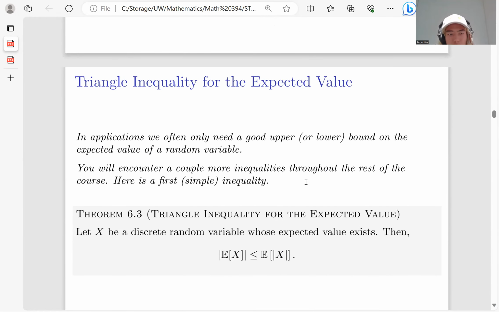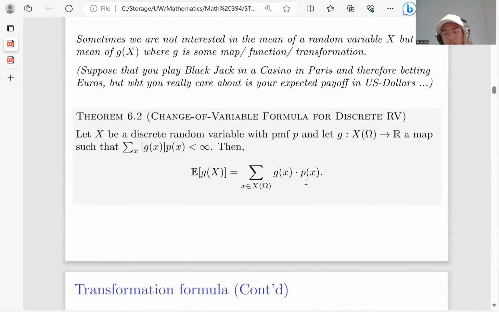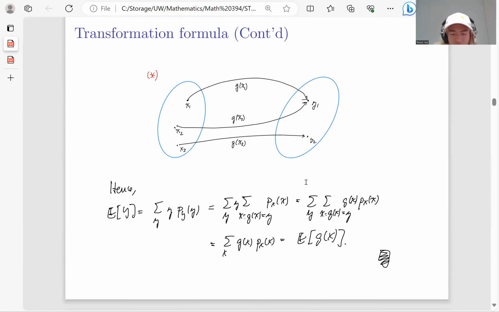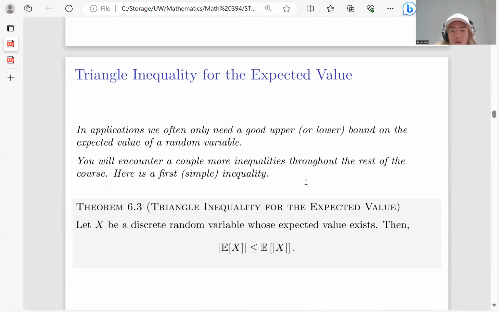And the next property is the triangle inequality for the expected value. So obviously before, we can directly calculate the exact value of the expectation, but sometimes this formula or these properties are not really available to us. So we need to use some inequalities to estimate the upper bound or lower bound of the expected value, so we can get a sense of how large that expected value is.